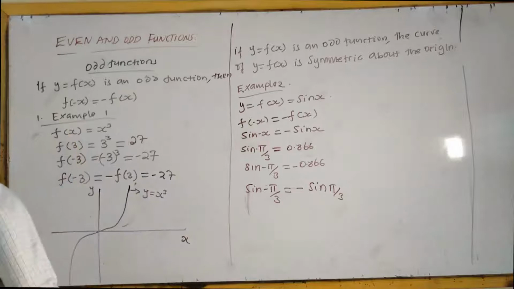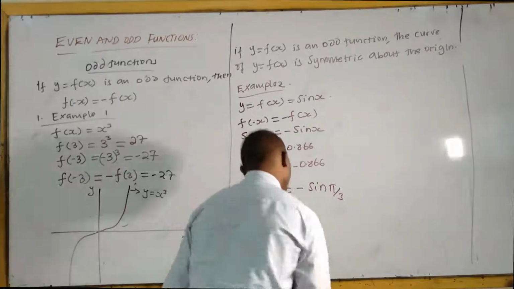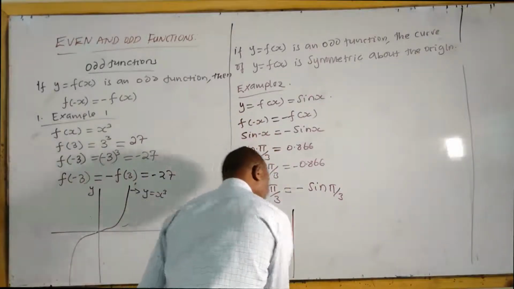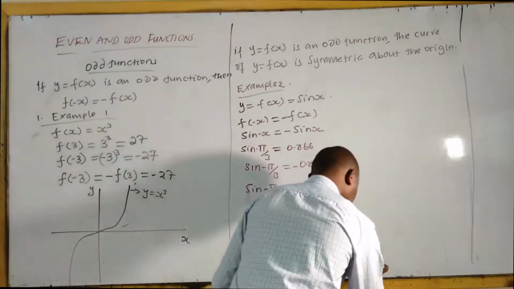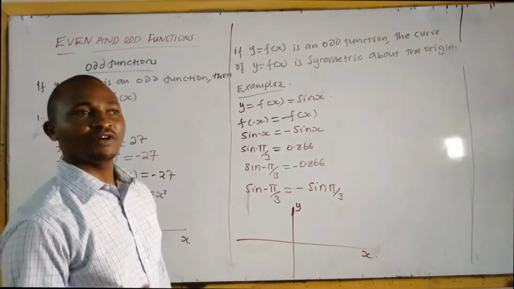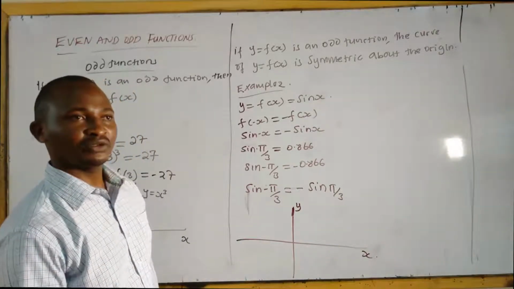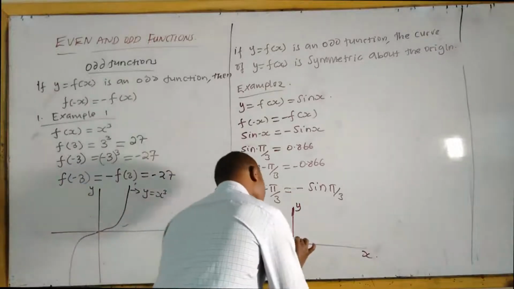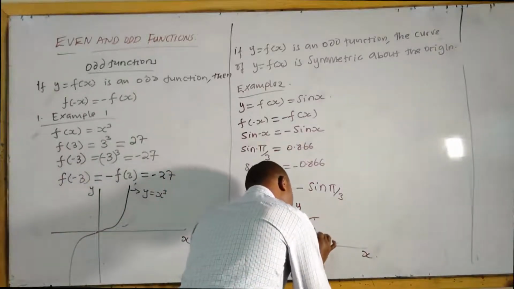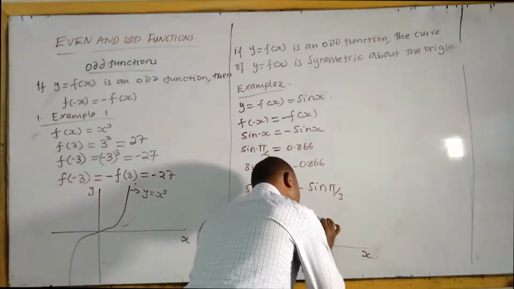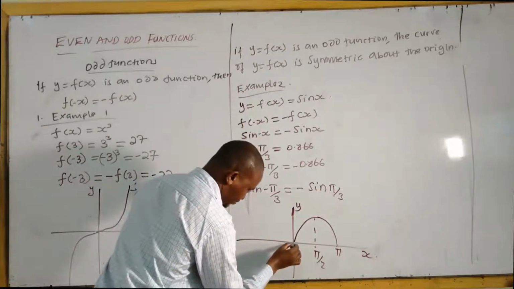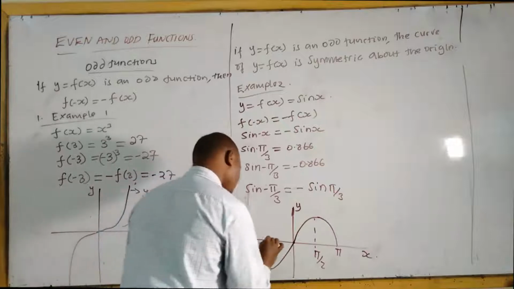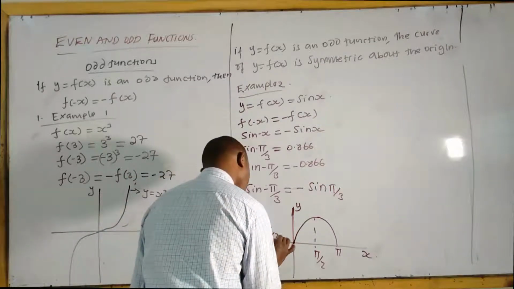That one can be illustrated using the sketch of y as a function. The sketch of y is equal to sine x. You know, sine of 0 is 0. Sine of pi over 2 is 1. So we start from 0. This is pi over 2. This is pi. Then, for sine, we move to the opposite side. This is pi over 2. This is pi.